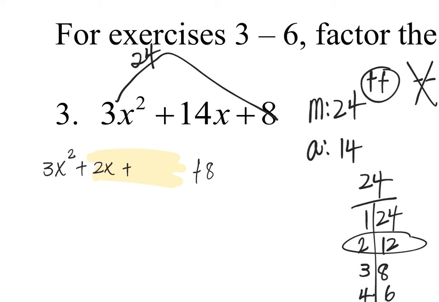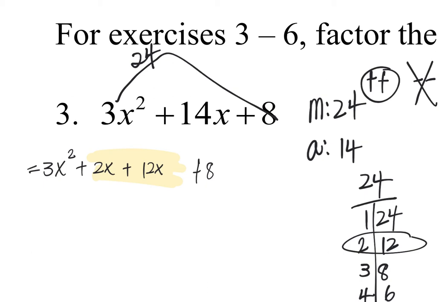plus 12x. And would you know that this is equal to the original? I took a trinomial and turned it into a 4-term polynomial, which I can now factor by grouping. It's completely okay to do what I just did because 2 and 12 add to give me 14. It's the same thing. But now I have, again, a 4-term polynomial that I can factor by grouping. Also, you could have written this as plus 12x plus 2x. The order in which you write them does not matter.